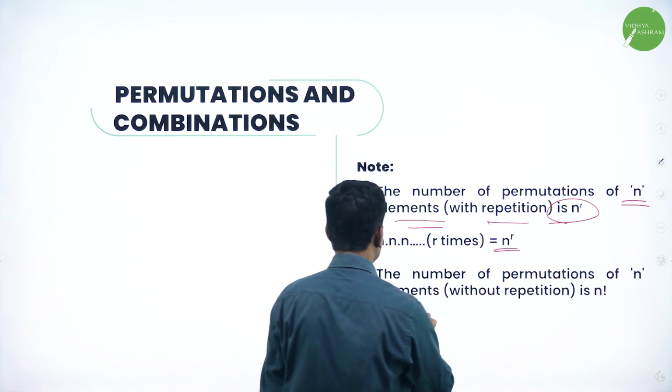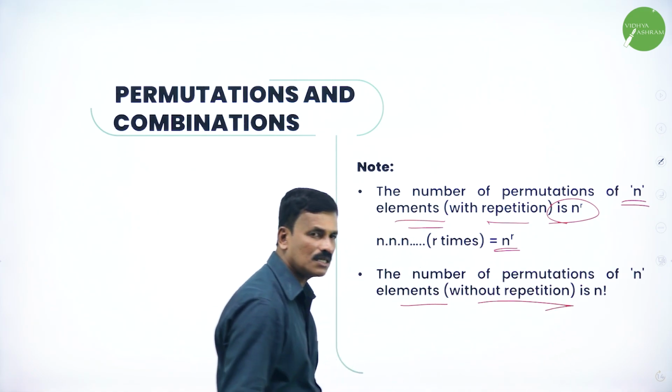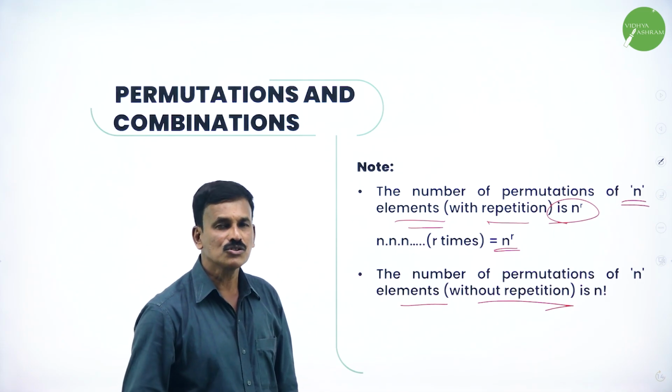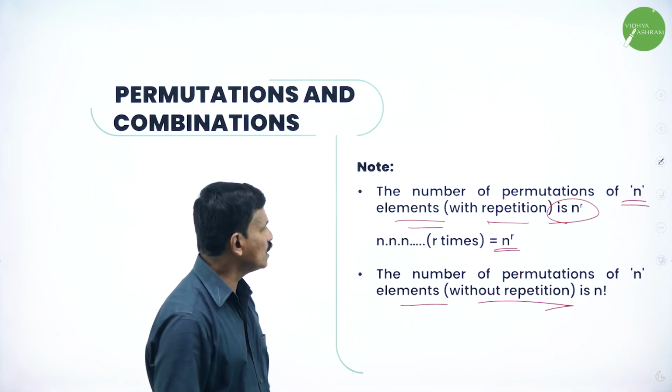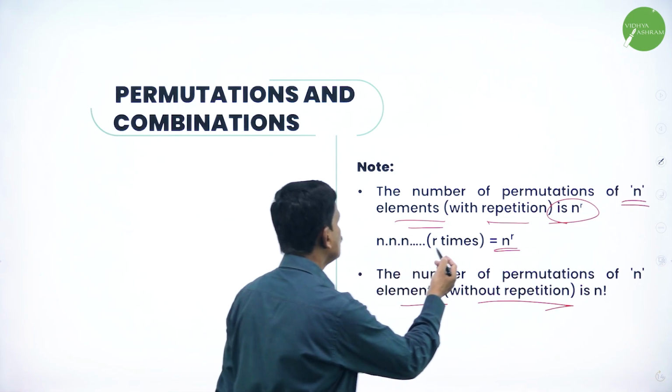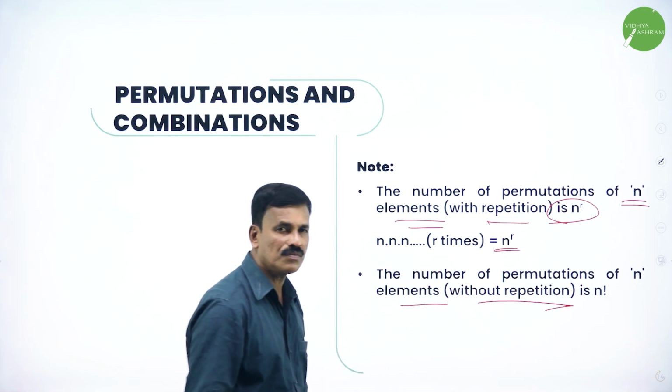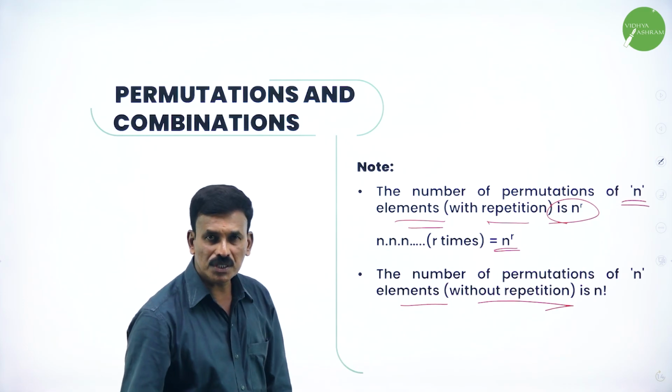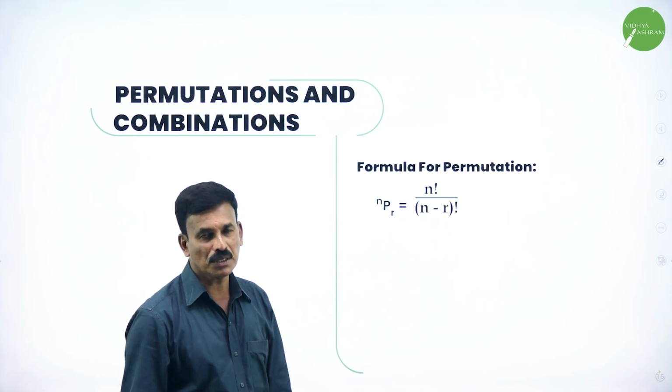Similarly, the number of permutations of n elements without replacement is nothing but n factorial. Then the permutation with replacement is n to the power of r. That's it. Okay. Move on to the next concept, the formula to find the permutation.